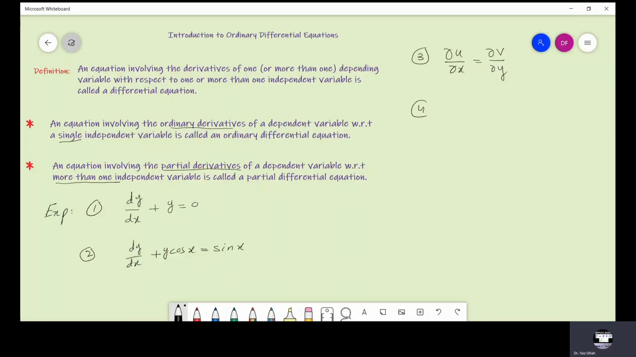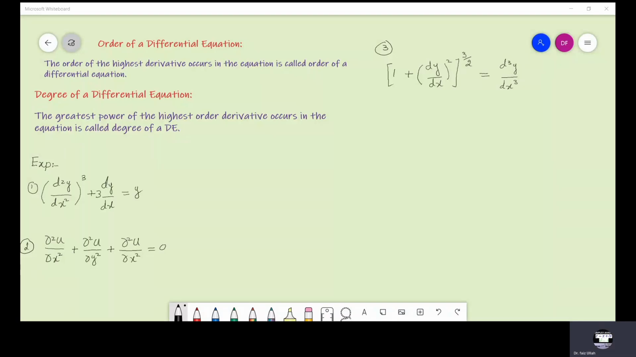Let us see another example: del square u over del x square plus del square v over del y square is equal to 0. We can see this equation involves partial derivatives of u with respect to x and v with respect to y, and this is a second order differential equation. So this is a partial differential equation.